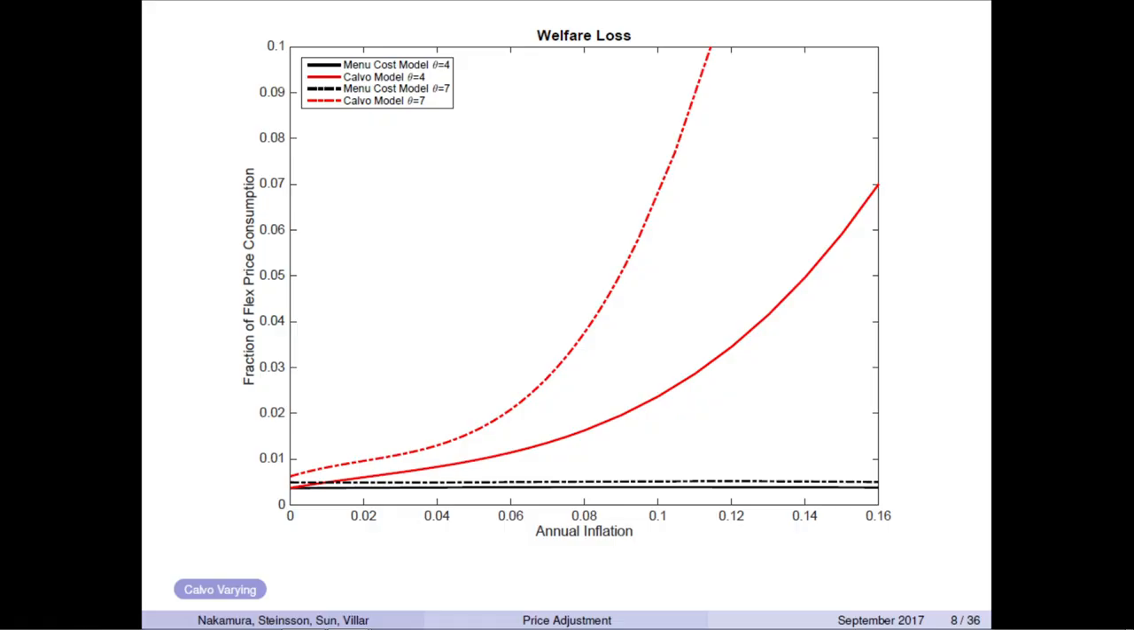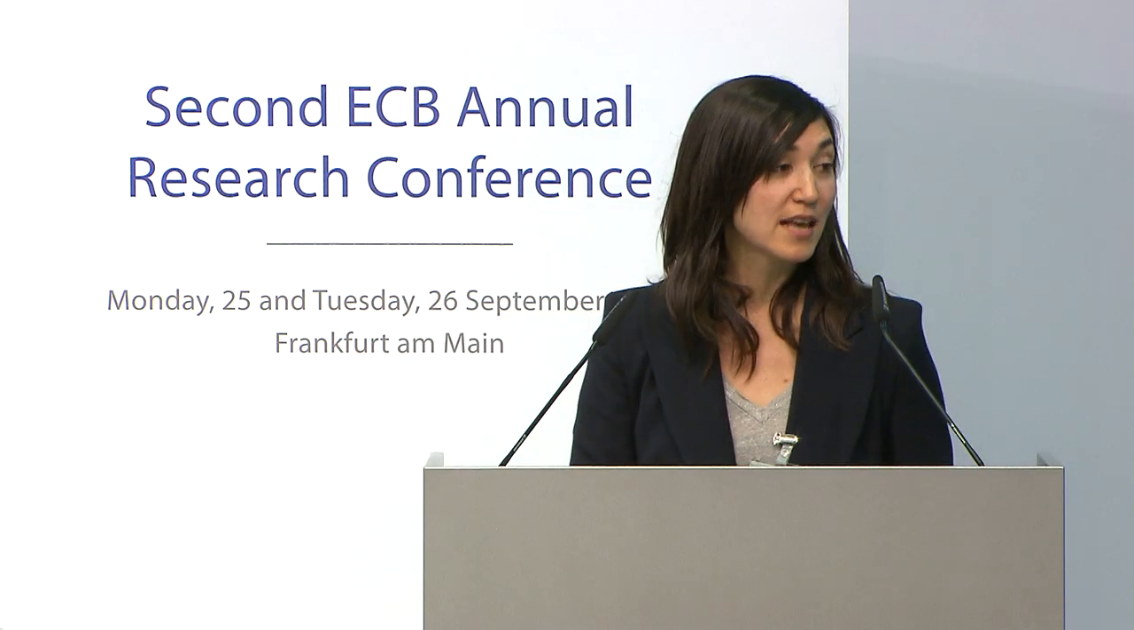So here are the implications of the Calvo and menu cost models for welfare losses relative to this steady state benchmark, for these two values of the elasticity of substitution, 4 and 7. The black lines, the solid line and the dashed line, are the menu cost model. And the red lines, the solid line and the dashed line, are the Calvo model, with the highest line being theta equals 7, the elasticity of substitution being 7, and the lower line being theta equals 4. On the x-axis, I have steady state inflation, and on the y-axis, I have the fraction of flexible price consumption lost, associated with these higher values of inflation.